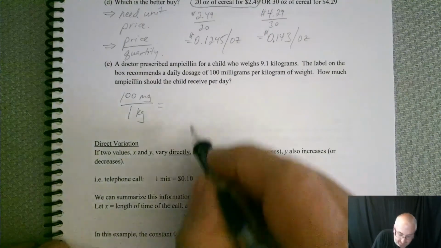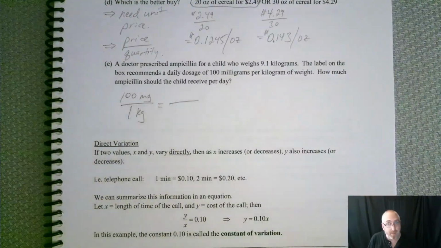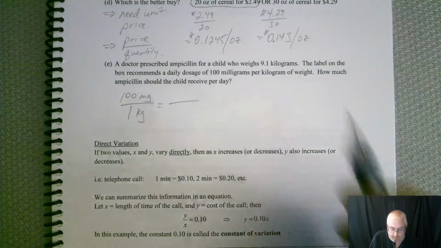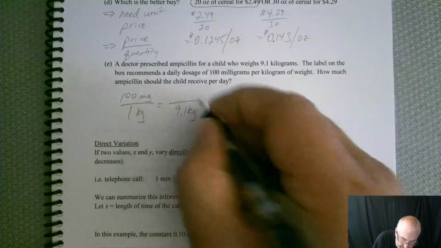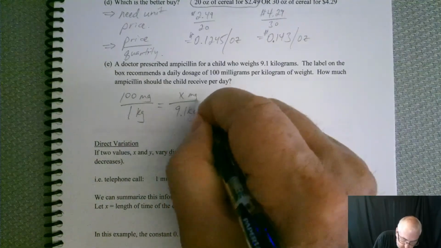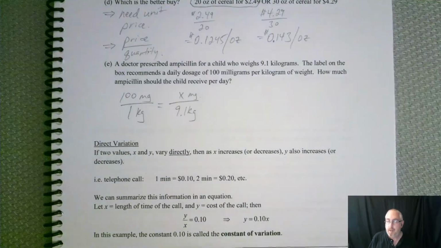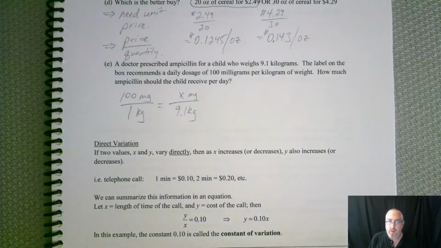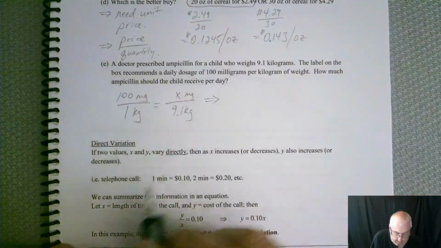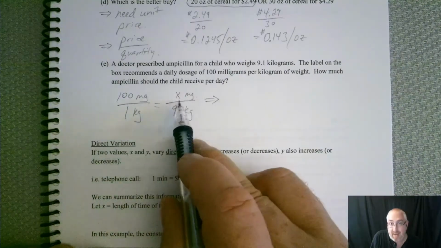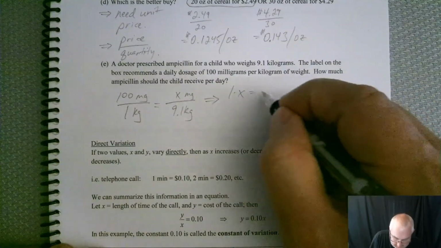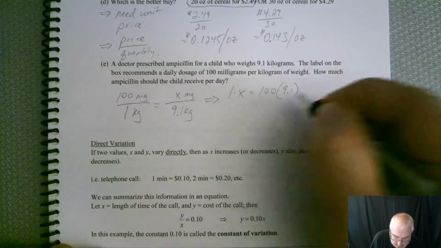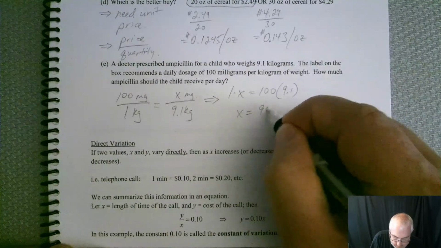What's the other side going to have to look like so that our units line up? You got it. 9.1 kilograms has to go on the bottom, and X milligrams would have to go on the top. So now we have our proportion. We don't need our units anymore while we're solving it. So let's set it up. Now this one's nice because it's 1 times X. Well, 1 times X better be X, right? And then we got 100 times 9.1. So X equals 910.